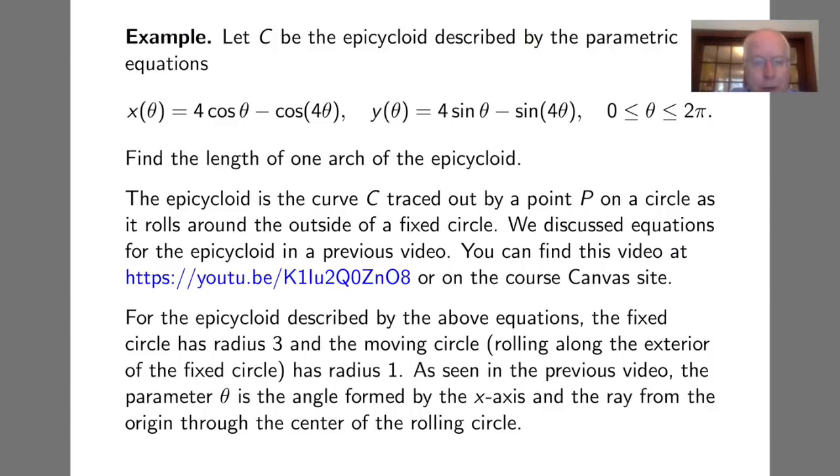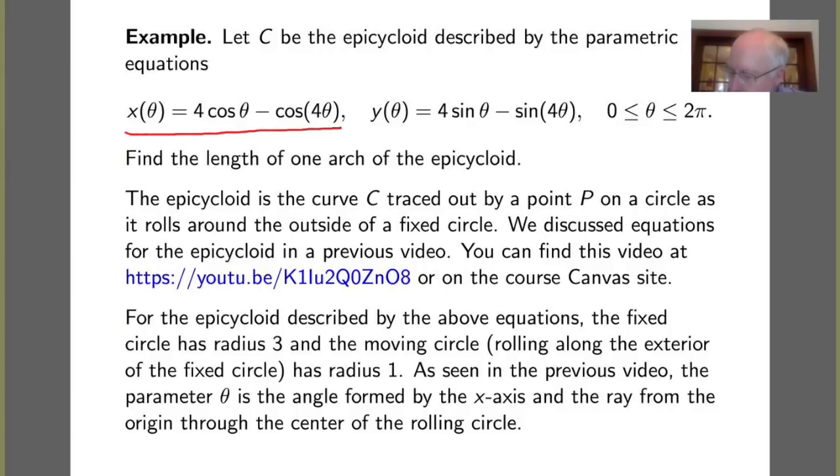We'll take a look at one example. So we're going to find the length of one arch of an epicycloid with these equations. X of theta is given by 4 cosine theta minus cosine 4 theta, and y of theta is 4 sine theta minus sine 4 theta. We'll let theta run from 0 to 2 pi.